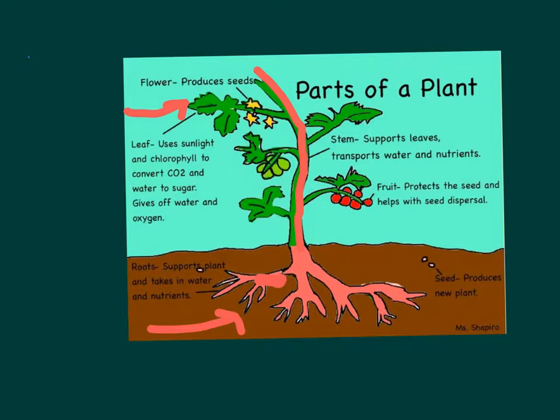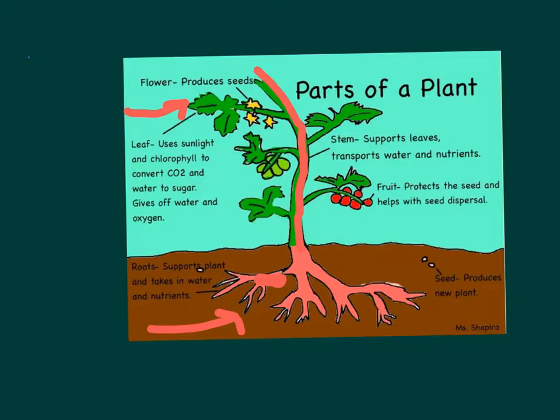Next, we have the leaf. The leaf uses sunlight and chlorophyll, and it converts the sunlight and the chlorophyll into carbon dioxide. That's going to be important, so remember that word, carbon dioxide and water, and it converts carbon dioxide and water into sugar, and it gives off the water and the oxygen.